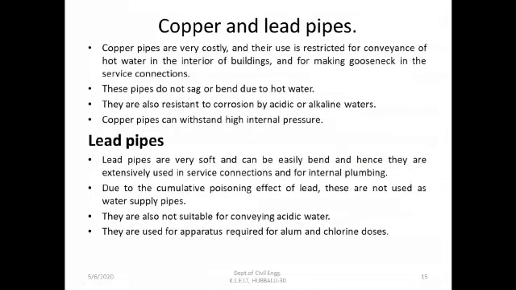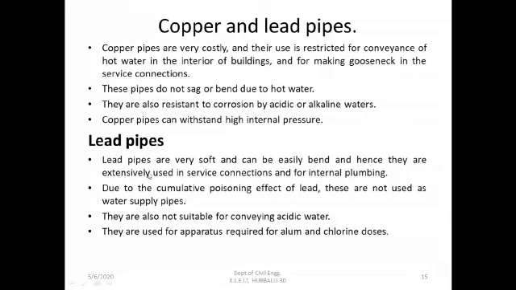Next is copper and lead pipes. These are usually used within the interior of the buildings, and they are usually restricted for conveyance of hot water and for making gooseneck in the service connections. These pipes do not sag or bend due to hot water. That is why they are being used. And they are also resistant to corrosion by acidic or alkaline waters, and they can also withstand high internal pressure.